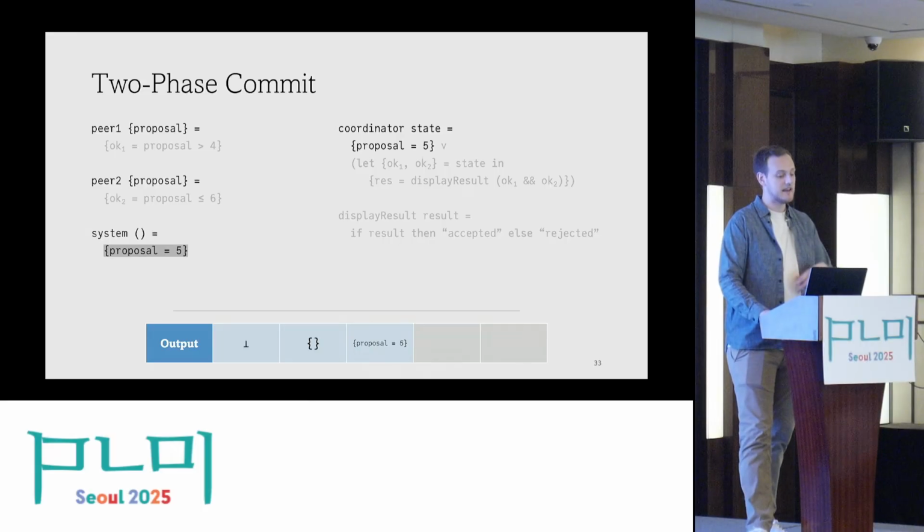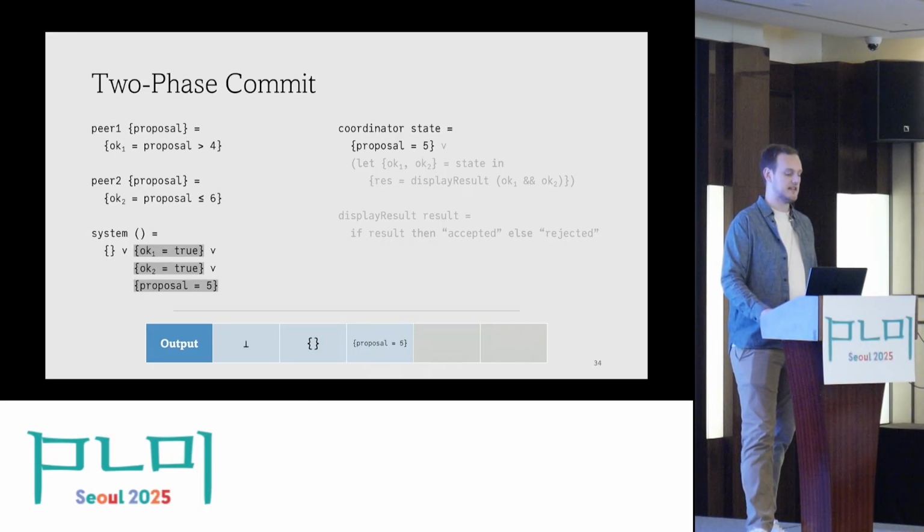And that means that in the next iteration, the peers are now going to see this proposal. So the peers see the proposal, and in this case, they both accept the proposal, and they do that by returning a singleton record mapping OK1 or OK2 to true. And then all of these values, both from the peers and from the coordinator, get combined using join to compute the final result of this system. And so join is going to concatenate these records into one here.